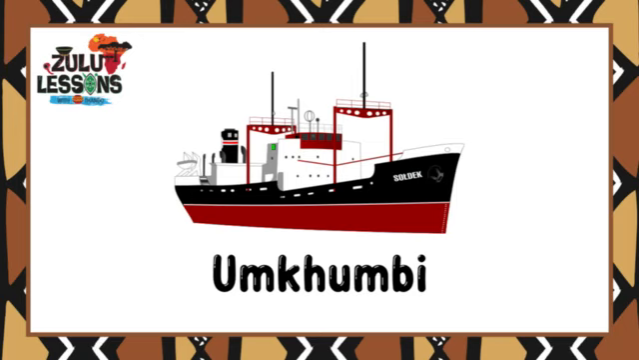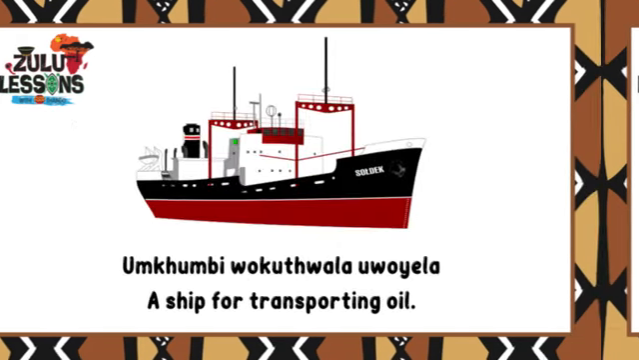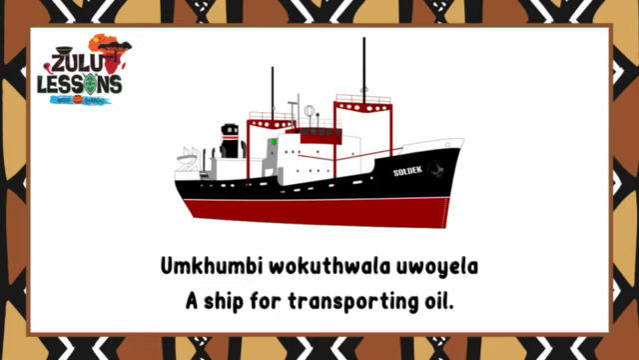A ship. Did you hear? I'm not saying a boat. Although we do tend to just interchange them, it doesn't really matter so much because we are learning conversational isiZulu, we're not writing an exam. But a ship is umkhumbi. We'll do a boat next. The plural of that is imikhumbi. Now, let's make a sentence example. Umkhumbi wokuthwala uwoyela.